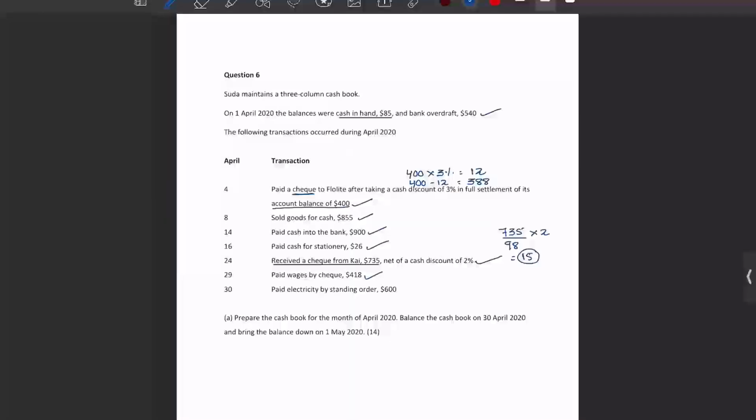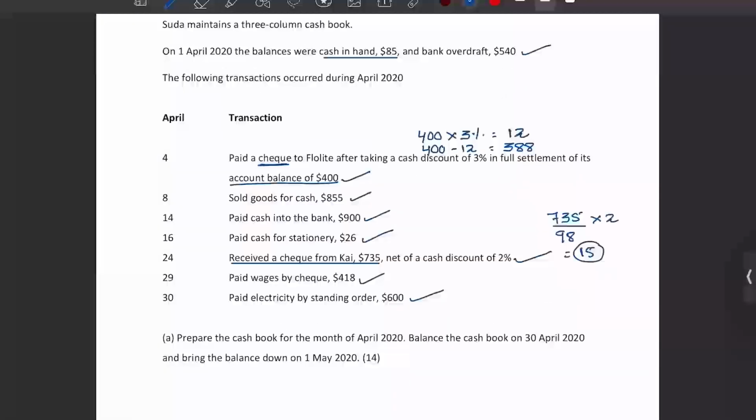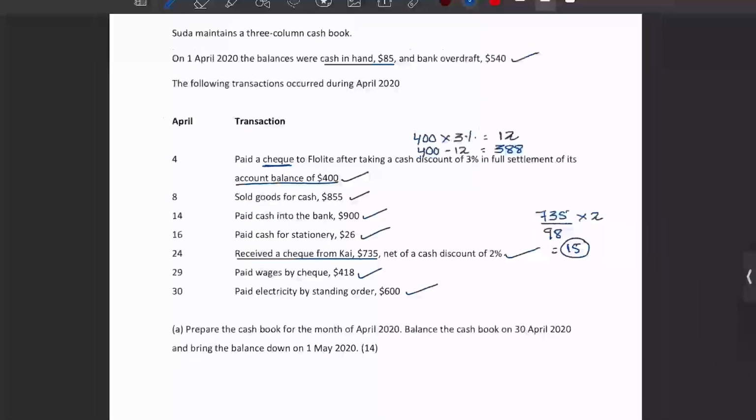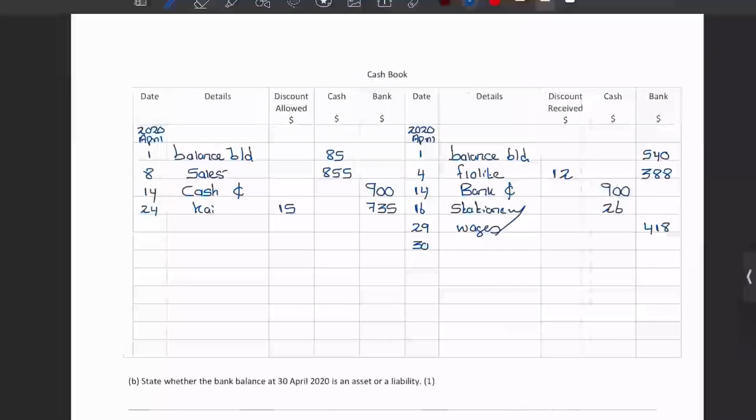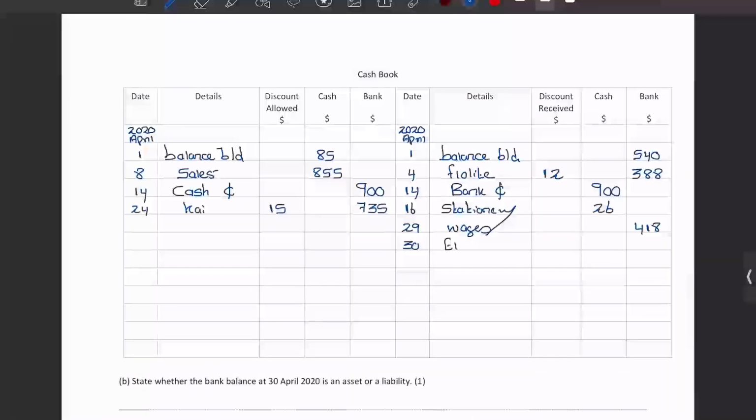After 29, last one, paid electricity by standing order. When they say standing order in a cash book, remember it's a payment that you make from your bank account. You tell the bank to make a payment on behalf of you. Standing order is 600 on the 30th. Money reducing. Without saying standing order, for what did you pay? Electricity. Money in the bank is reducing. So write electricity and the amount that you paid, 600. Remember, standing order is a payment that you make from your bank account.